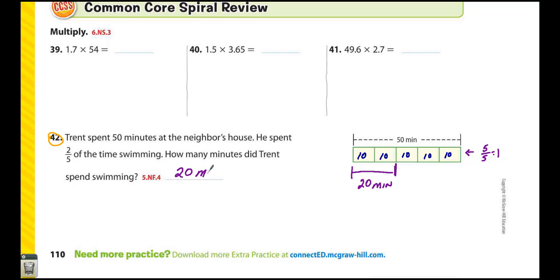So Trent spent 20 minutes swimming. And I wish I had started that just a little different, so I'm going to scoot that down so I have just a little more room, because I want to write it out as a really good sentence, and then my pen goes crazy. Don't you hate when your pen goes crazy? Trent spent 20 minutes swimming, period.